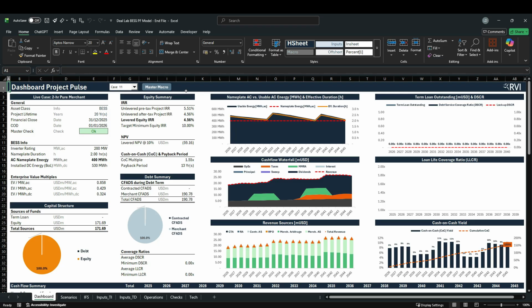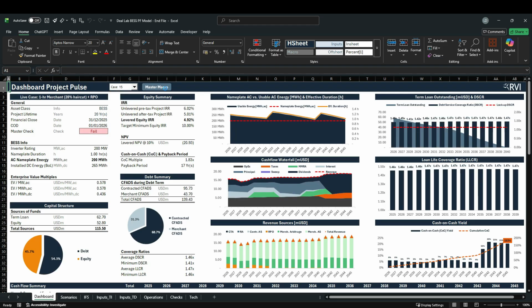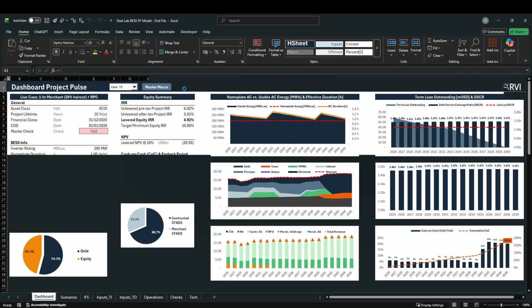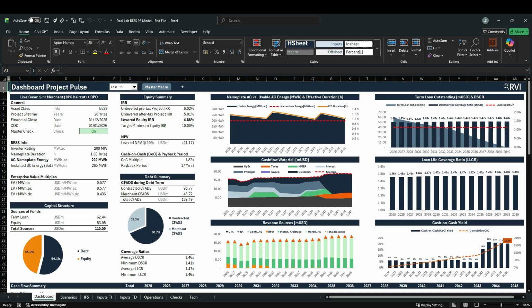Let me switch the dashboard from case 11, 2-hour pure merchant, to case 15, 1-hour merchant with a 20% haircut and a revenue put option. From a structural standpoint, this is important. A fully merchant project is usually very hard to finance with debt, because lenders don't like unbounded downside risk. The RPO gives us a revenue floor, so the BESS can still participate fully in upside merchant prices, but lenders are protected against downside risk. That's what makes this structure bankable.